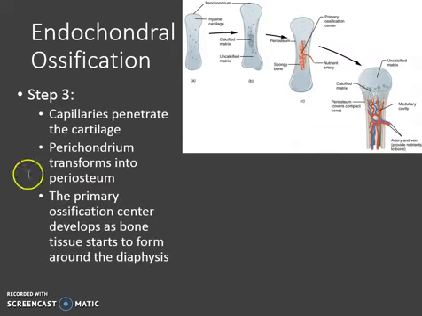In the next step, capillaries start to penetrate into the cartilage framework, and the perichondrium transforms into the periosteum. This is now known as the primary ossification center, where the cartilage is going to start being replaced by bone tissue. So the diaphysis of a long bone, in this example, forms first.